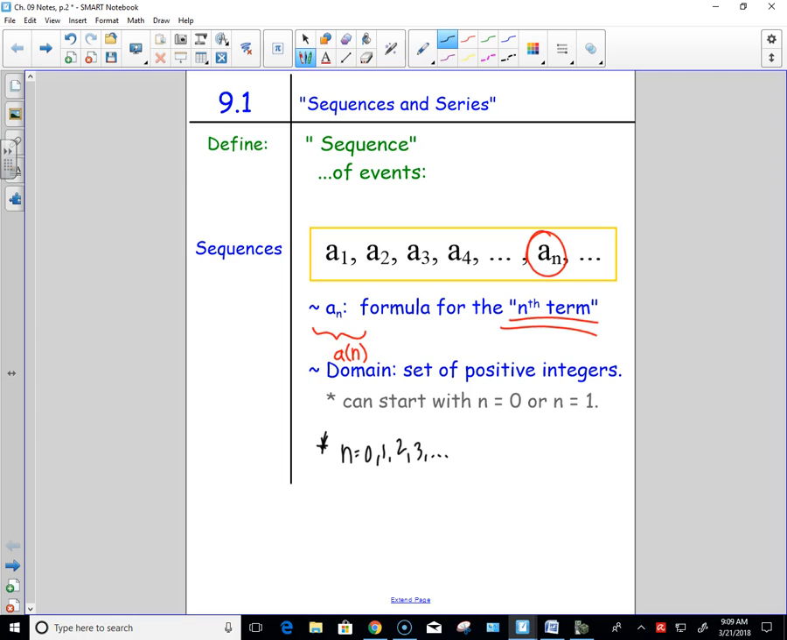Why does it make sense, though, that n can only be these numbers and can't be fractions and can't be decimals? Why does that make sense? How can that make sense?